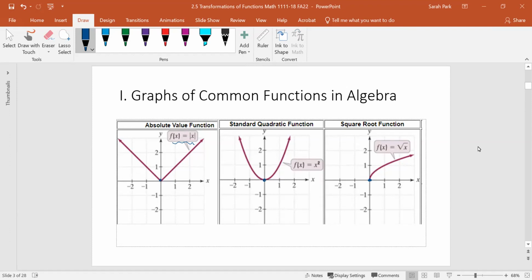So these are sometimes called the parent functions because they are the original functions, and we're going to shift them to the right, to the left, up and down, and maybe also reflect them against the y or the x-axis.